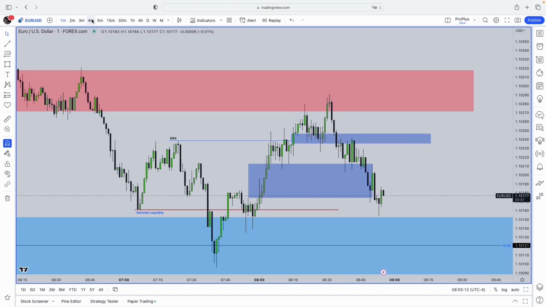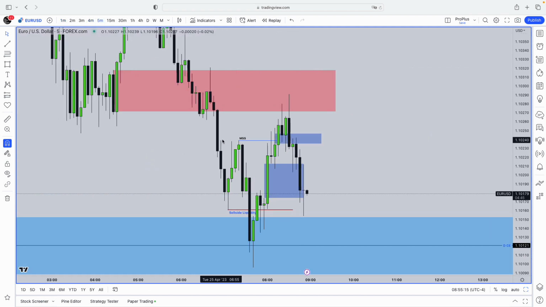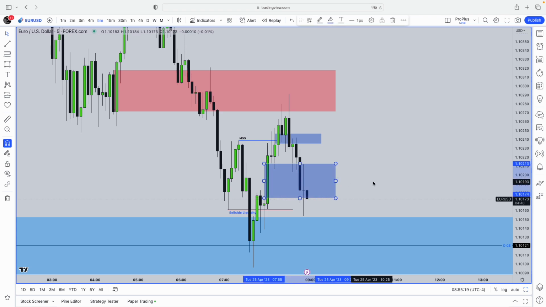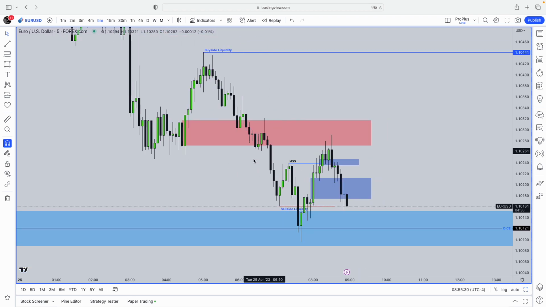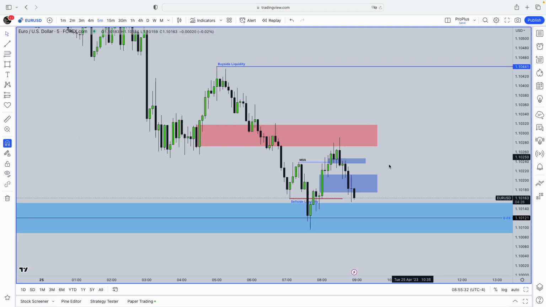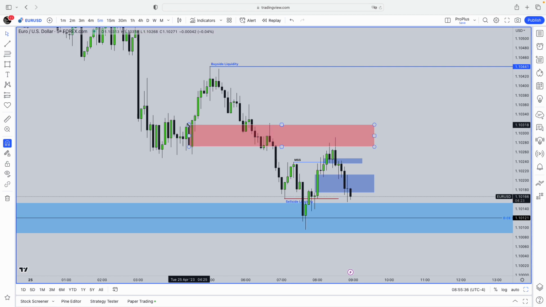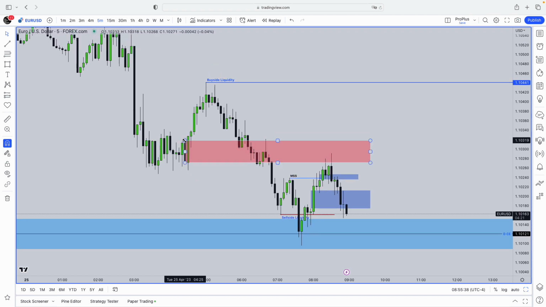If you look on the 5 minutes, it took out this high and then it's tapping into this BISI here. So it tapped into there, institutional order flow entry drill. It then ran into this red box here. So I'll give you 3 seconds to see what this red box is, what you think it is. It is a bearish breaker because this is the last bearish candle before it pushed up, took out this high before making a lower low.